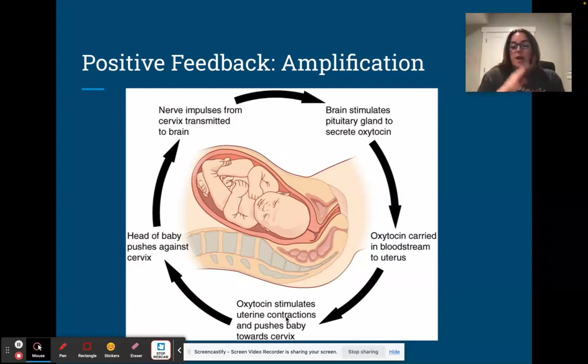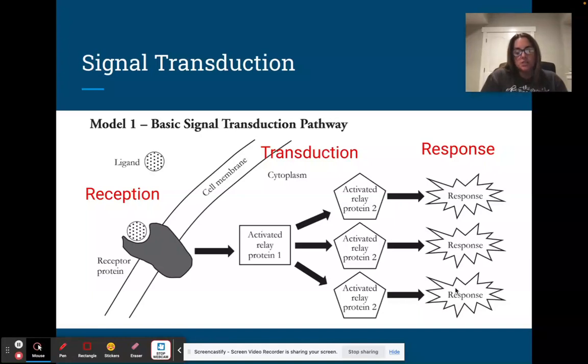And that's going to keep happening until the stimulus is completely removed and the baby is out. All right. So we're going to zoom in a little bit and look at what's happening during these feedback processes at the cell level, because ultimately everything in life happens at the cellular level.